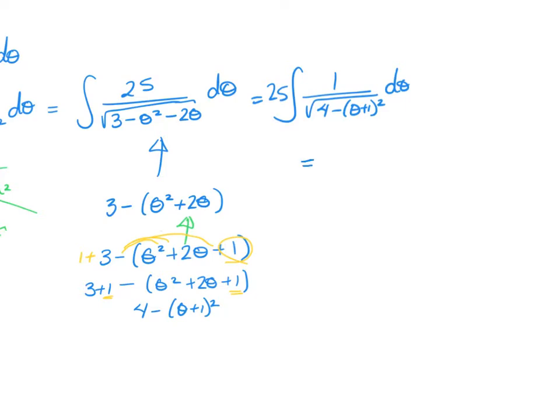Then this is going to be equal to a is 2, u is theta plus 1. So following the pattern, this is the sine, so it's going to be 25 sine inverse of theta plus 1 divided by my a, which is 2, plus c. That's my final answer.